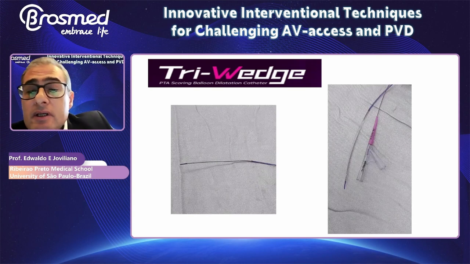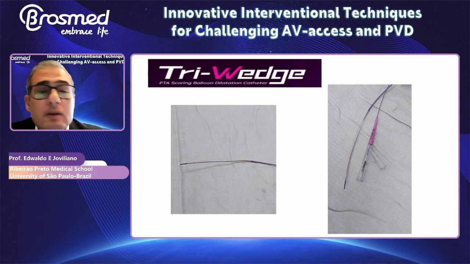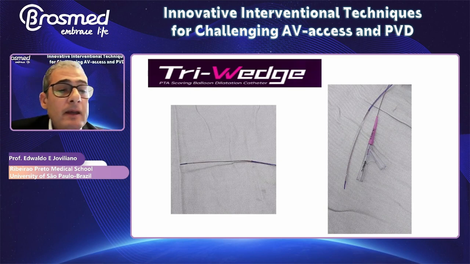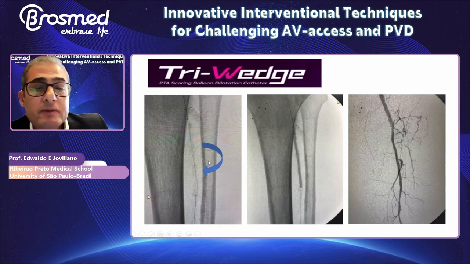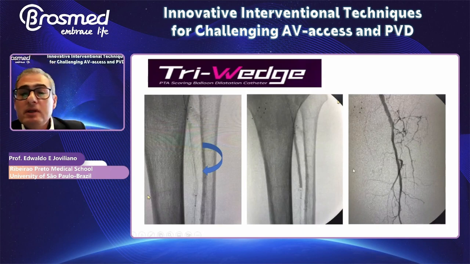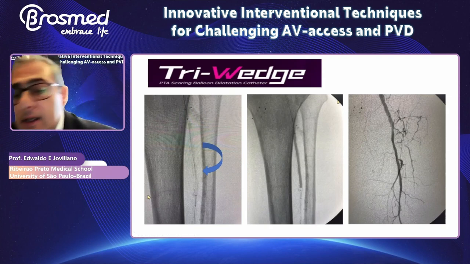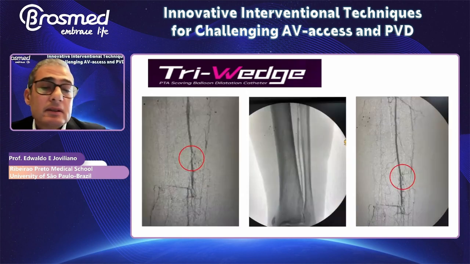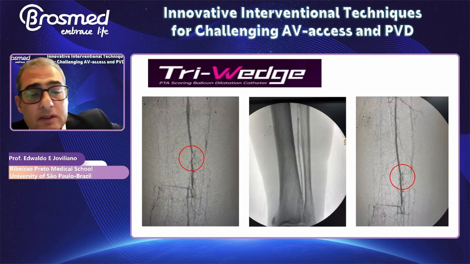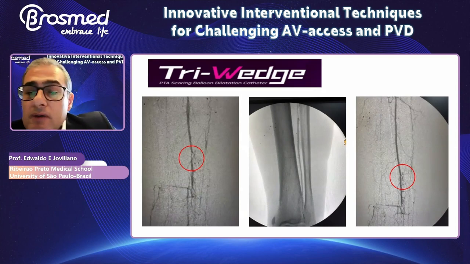with a 5 French sheath. As you can see in the specific image of the wire and the balloon, it is well designed for this kind of lesion. In the first image, you can see the balloon placed at the site of the angioplasty. In the second image, the angioplasty. In the third image, you can see a good result with no dissection and no remaining stenosis. An excellent result of this angioplasty with the Tri-wedge balloon. In the distal part, we used a plain balloon from Medtronic, and we had a satisfactory outcome of this angioplasty.